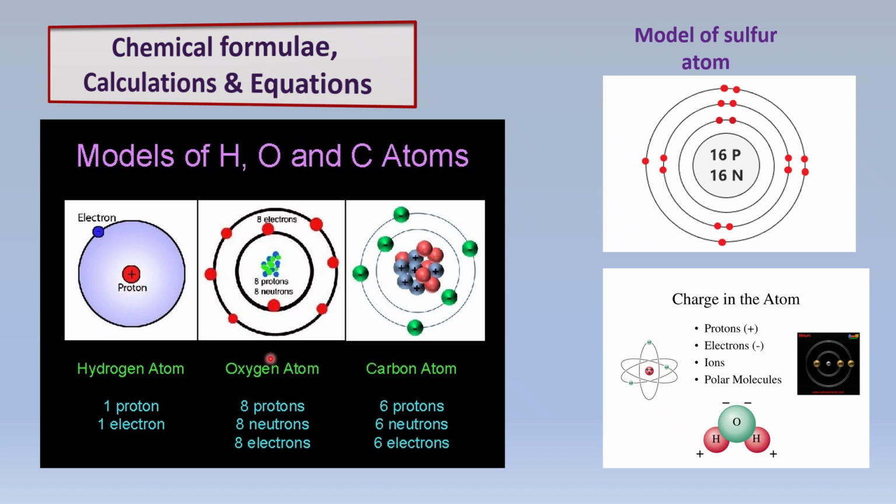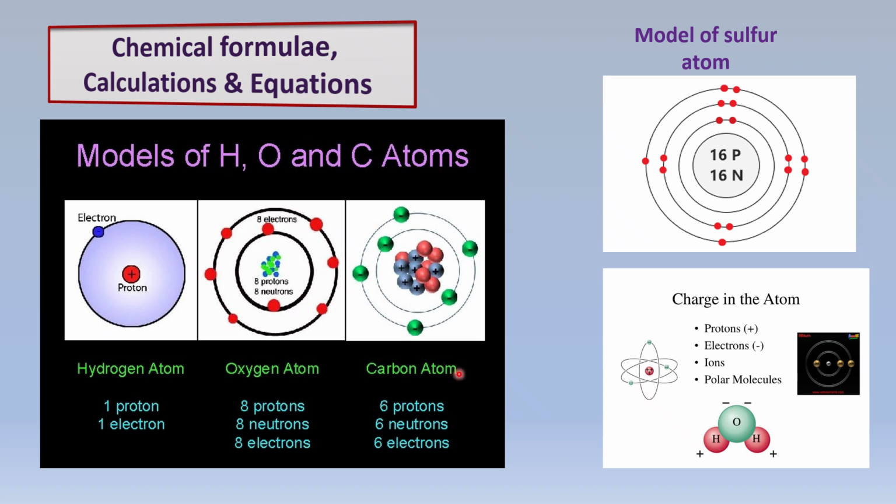This is an oxygen atom. It has 8 protons in the center, or in the nucleus, and 8 neutrons, and it is surrounded by 8 electrons. Most of the mass is concentrated in the nucleus. The heavy particles are the protons and the neutrons.